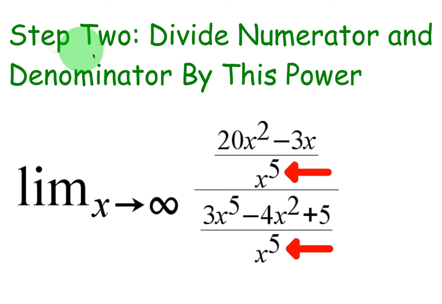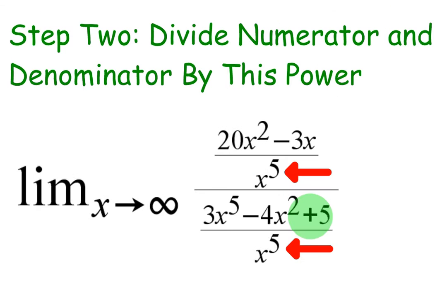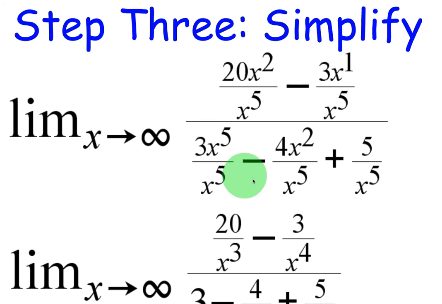Okay. Step 2 is to divide the numerator and the denominator by this power you just determined. So I'm going to take the numerator and divide by x to the 5th. I'm going to take the denominator and divide by x to the 5th. Now the next step is to distribute this x to the 5th to each term, both on the top and the bottom. So that's part of step 3, which is to simplify. And anytime I just have an x, I'm going to write it as x to the 1st. That's pretty much all I've done, just distribute that x to the 5th.